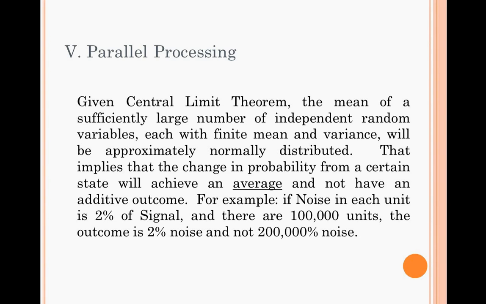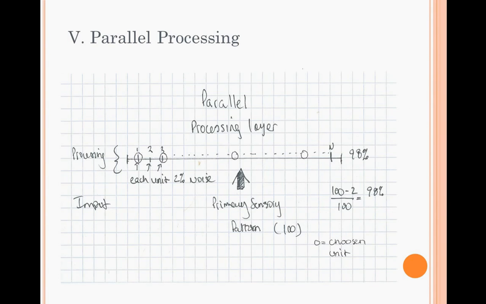Before doing so, I just want to talk about parallel processing. Given the central limit theorem, the mean of a sufficiently large number of independent random variables, such as the activity given off by a neuron, each with finite mean and variance, will be approximately normally distributed. That implies that the change in probability from a certain state will achieve an average and not have an additive outcome. For example, if the noise in each unit is 2% of signal and there are 100,000 units, the outcome is 2% noise and not 200,000% noise.